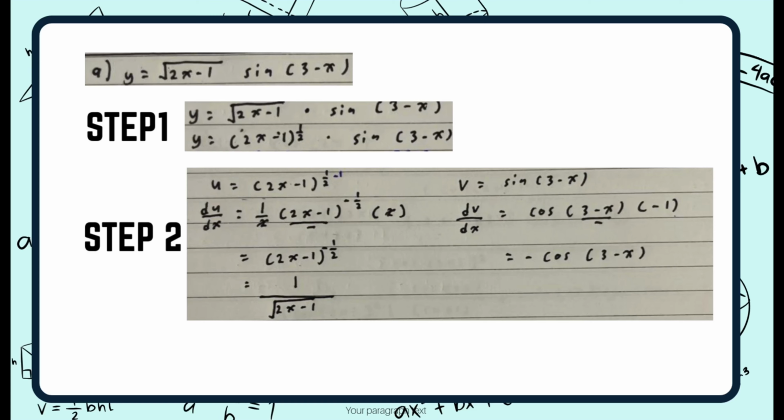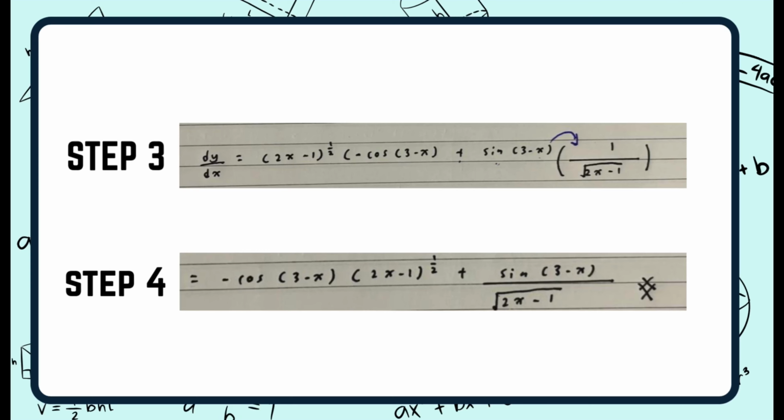For step 2, we need to assign them into u and v, whereby u equals (2x minus 1) to the power of 1 over 2, and v equals sine 3 minus x. After that, we need to derive them into du over dx and dv over dx.